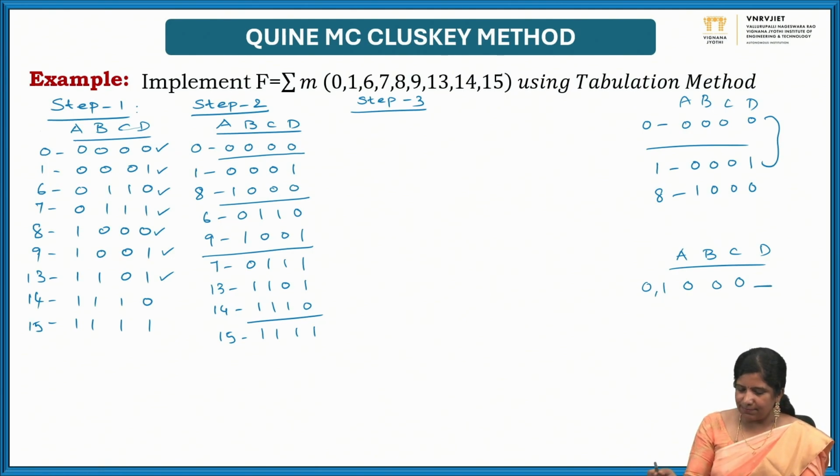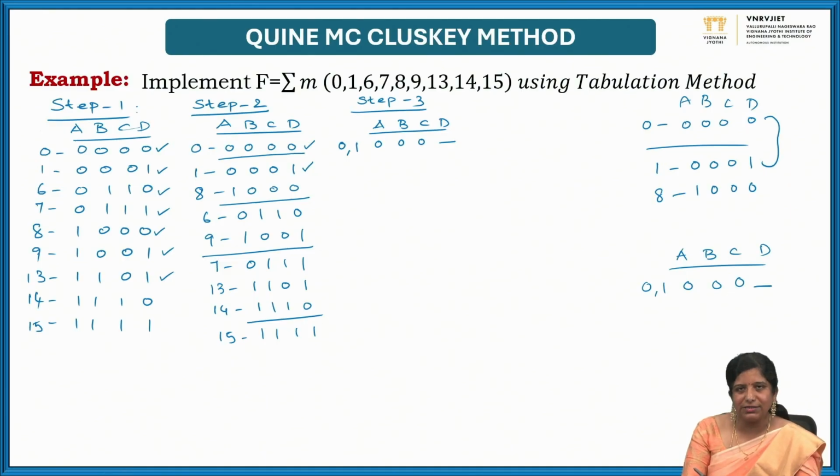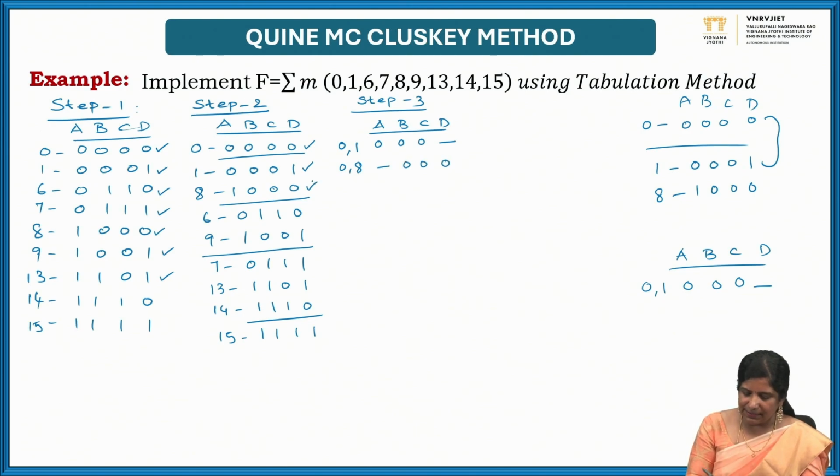Whichever bit is changing is represented as a dash. Now the same thing I am comparing here. I am writing the inputs A, B, C, D, and 0 and 1 can be combined because they differ by one bit. Whichever minterms you are combining, just keep a tick mark over there. So here it will be 0, 0, 0, dash. We have to check whether all the minterms are involved in the grouping or not. Next, 0 and 8 can be combined: dash, 0, 0, 0. So keep a tick mark. Now this group comparison is done.